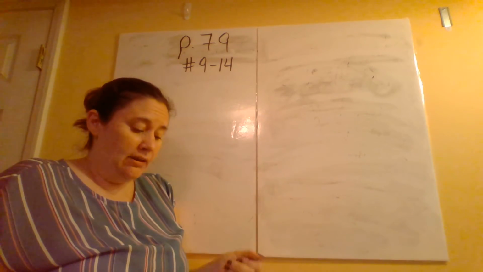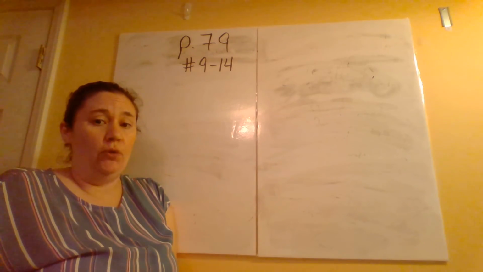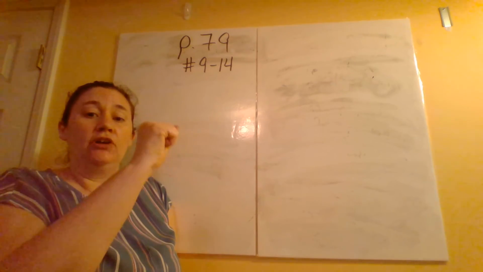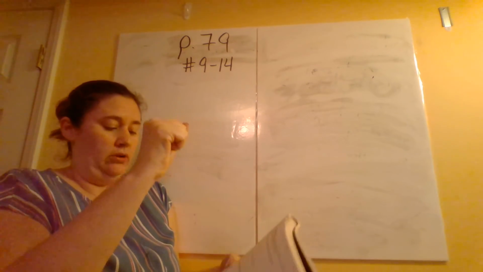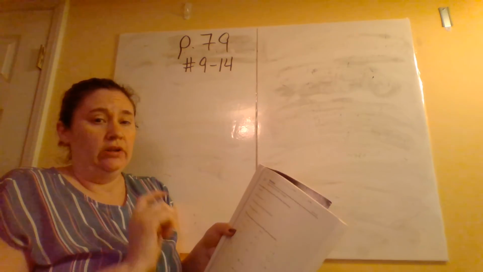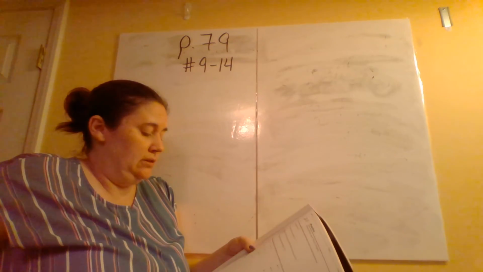For number 10, you want all of the numbers greater than or equal to 4. So you want a number line that has 4 on it. You're going to have a closed circle at 4. And you need all the numbers that are bigger than 4. So you're going to go to the right. You're going to draw your line to the right.